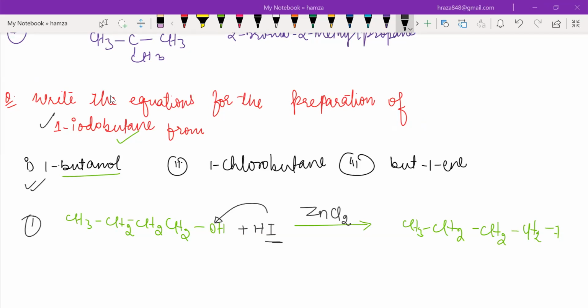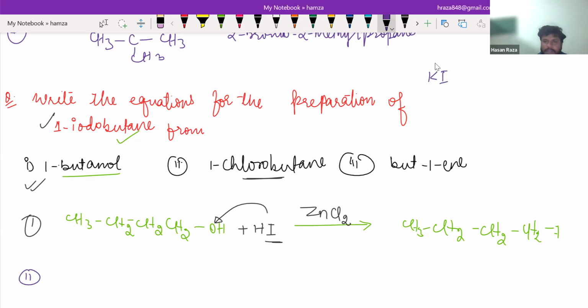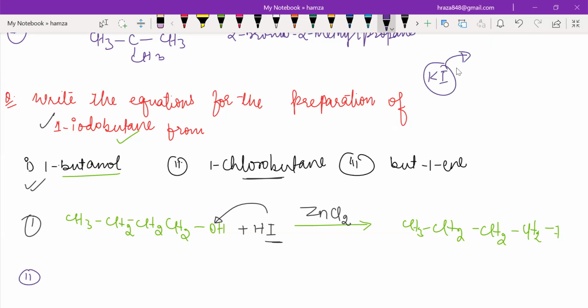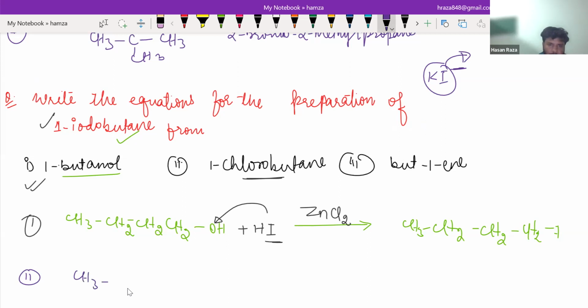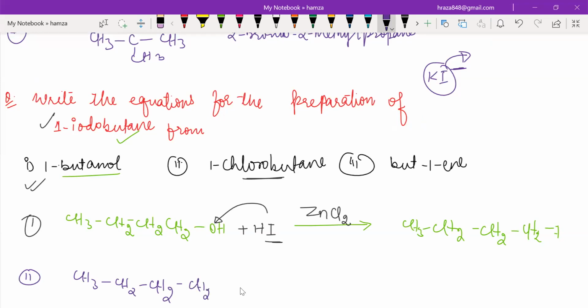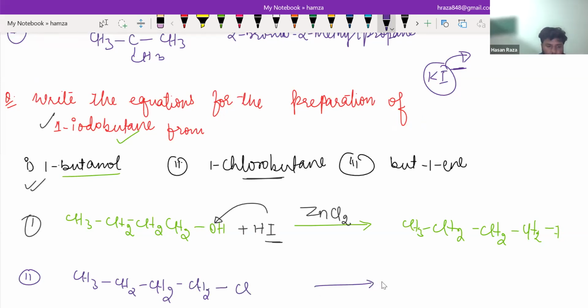Sir, the second one, we'll add chlorobutane, KI as the reagent. KI, what is KI? Potassium iodide. This was used in Sandmeyer's reaction for chlorobenzene and iodobenzene. So we can use this in butane also. Wait a minute. 1-chlorobutane was like this: CH3, CH2, CH2, CH2, Cl. And what we prepared? 1-iodobutane, right? So CH3, CH2, CH2, CH2, I.